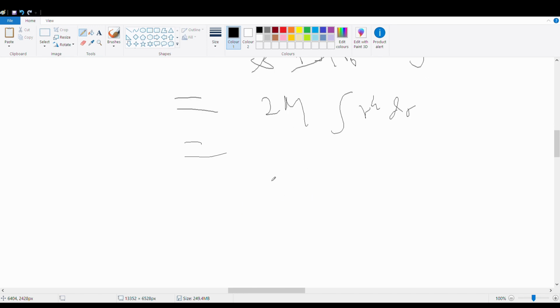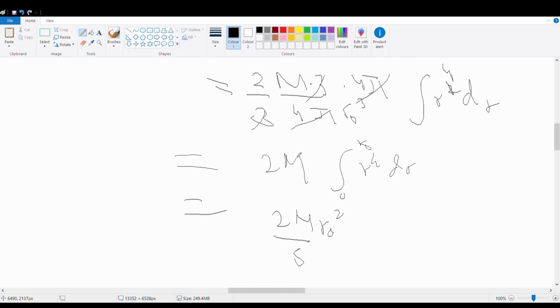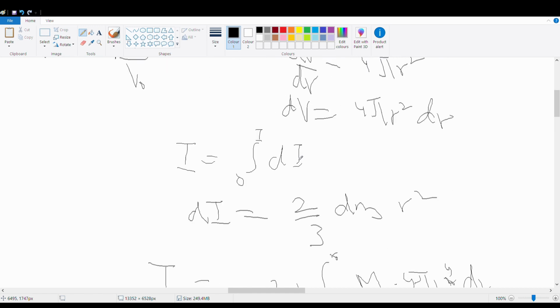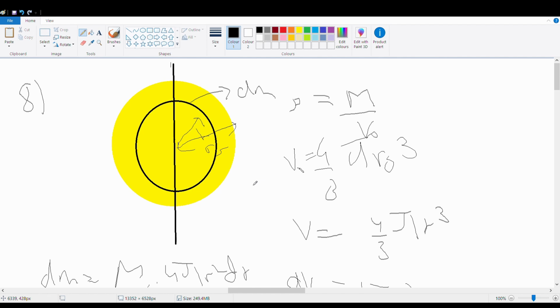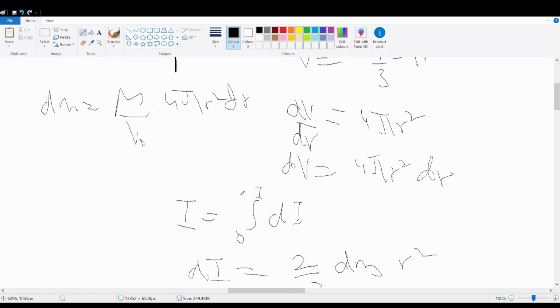I'm just going to skip applying the limits. You probably know what it is. So it is 2m by 5 r naught square, and that is the moment of inertia for a solid sphere about any one of its diameters, or you can think of it as about its center of mass.